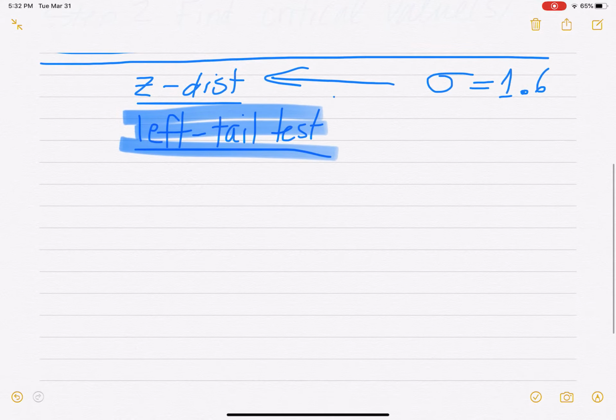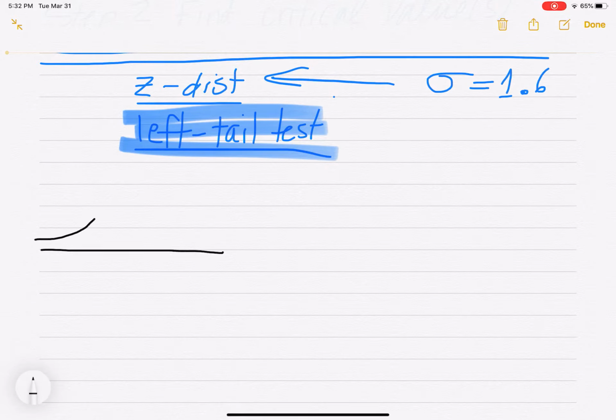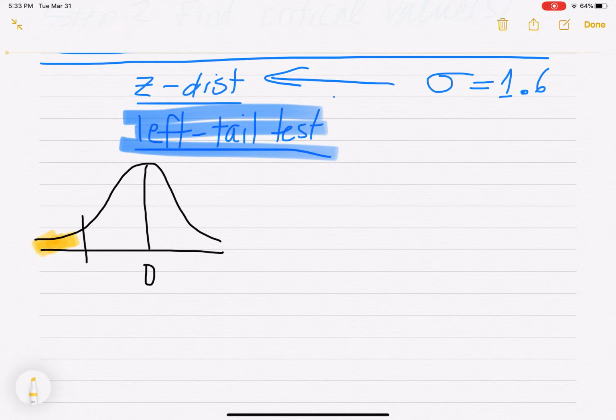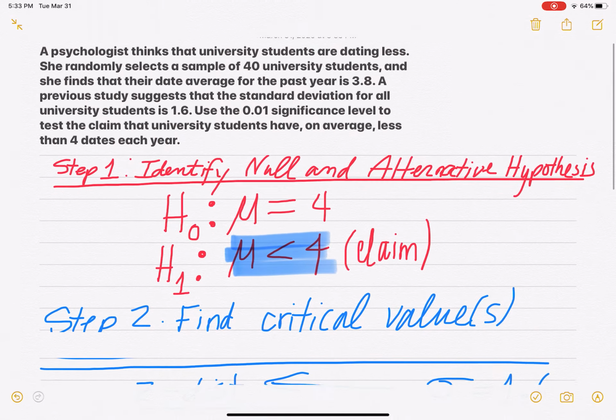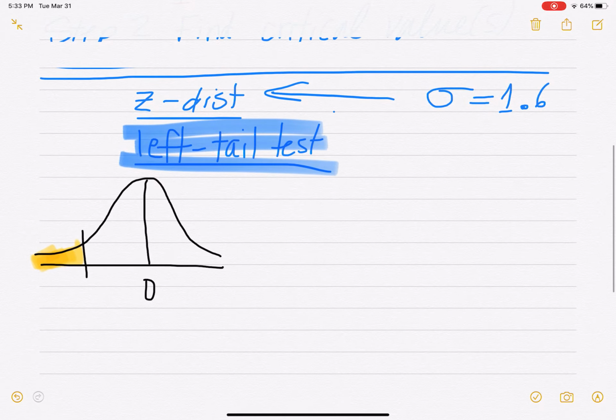So let's draw a picture of our z distribution. Let's get the z distribution going. Here's a z distribution. Right, you got 0 in the center, and you got a left tail here. And let's make our significance level. Let's use yellow for the significance level. So over here in the left tail, that's your probability of making an error. What's the significance level? It says use the 0.01, 1% significance level. So I'm going to put 0.01 in there. That's called alpha.